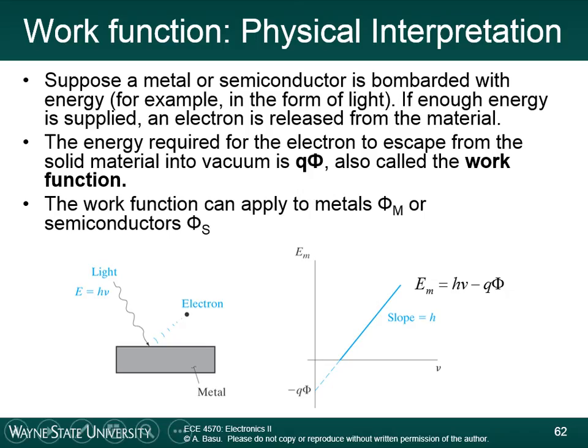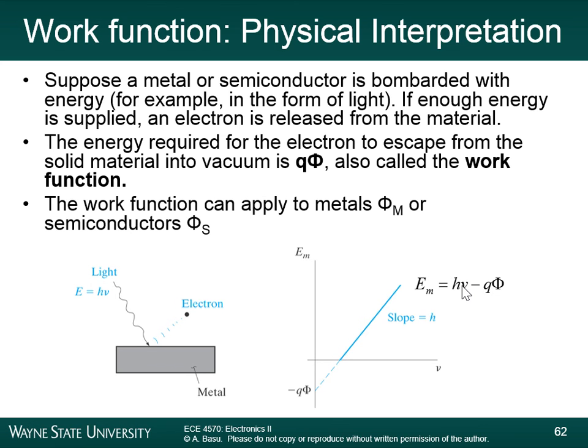So suppose a metal or a semiconductor is bombarded with energy, for example, in the form of light. Just as shown in this diagram here, we have light coming in, and the energy of that light is equal to hν. Now remember, in some of these diagrams, ν refers to the frequency of light. So the energy required for the electron to escape from the solid material into the vacuum is equal to qΦ, also called the work function.